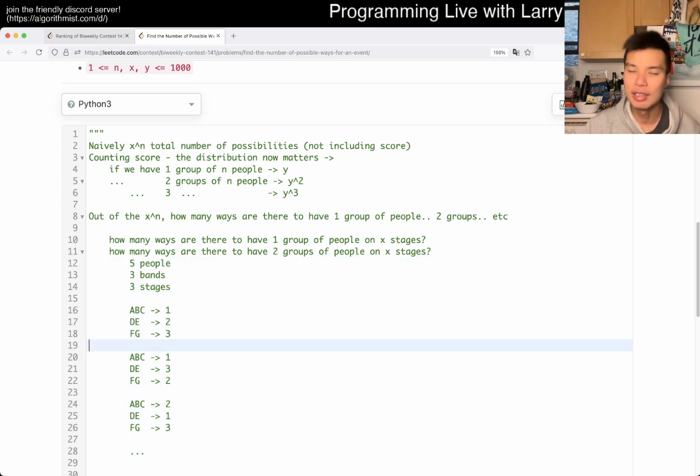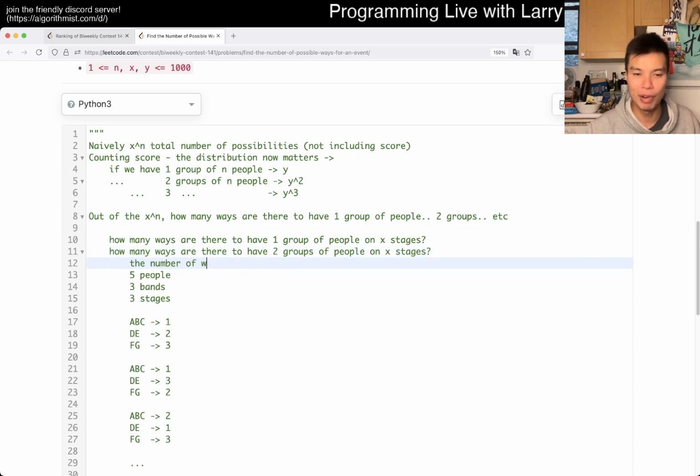There are a lot of different ways to calculate this, but basically this is called a permutation. So this is the number of ways to permute to get, I want to get the vocabulary exactly right but I think I'm going to mess it up, X distinct stages with K groups of people, right?